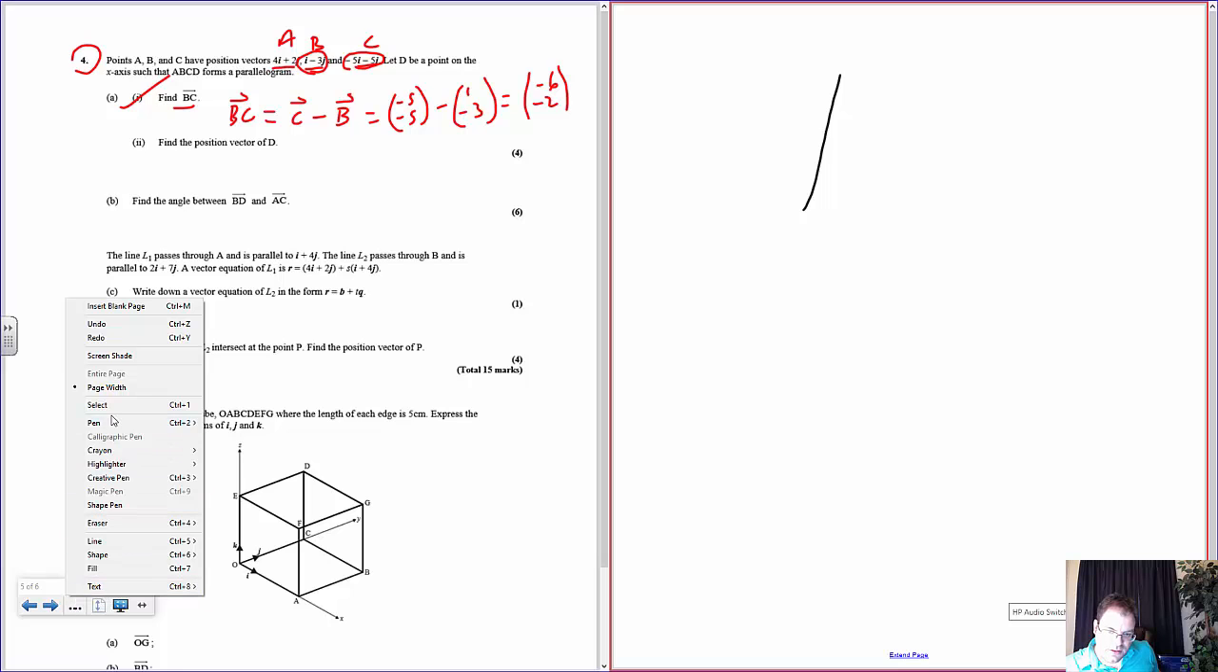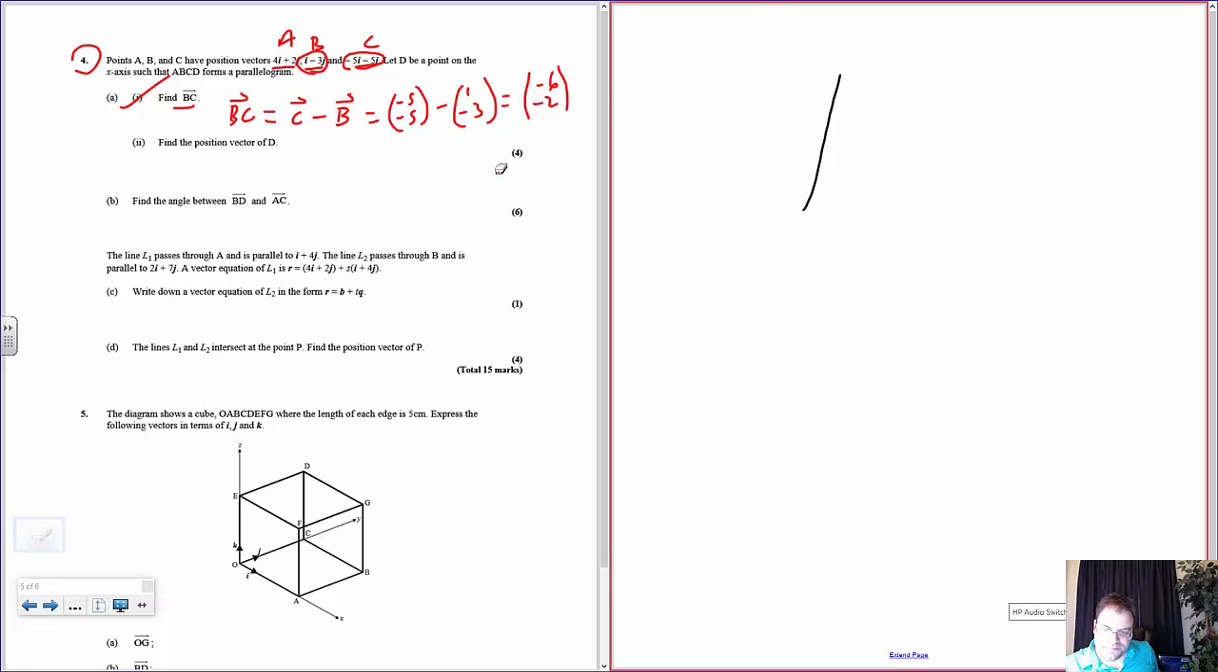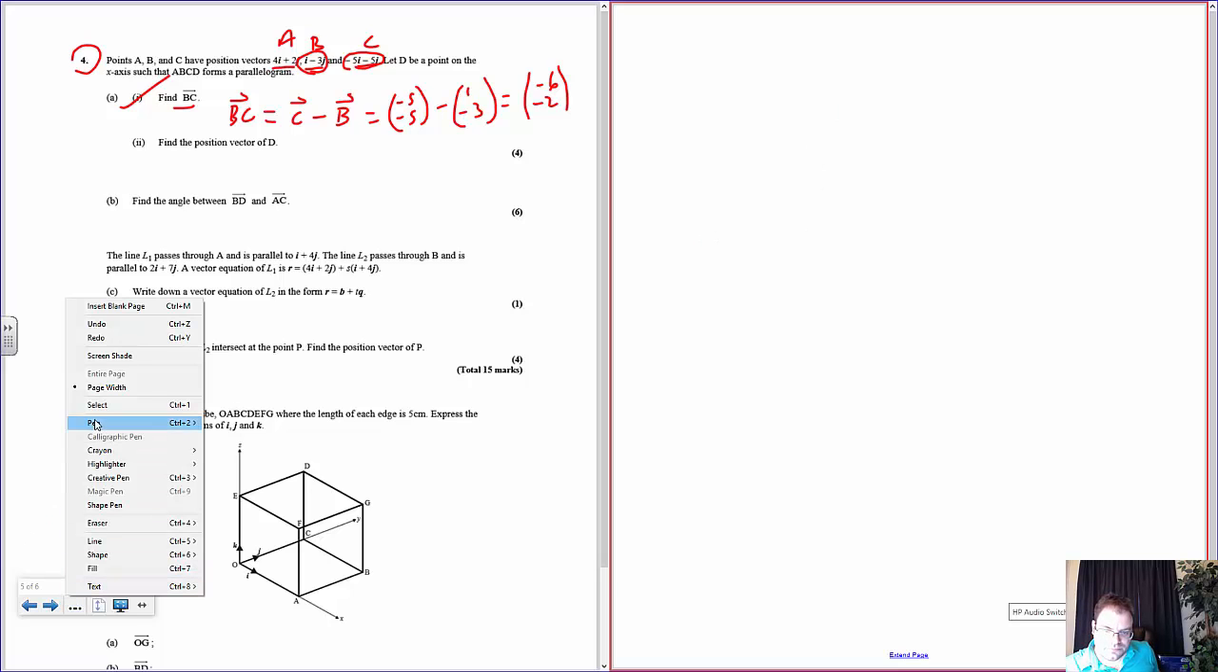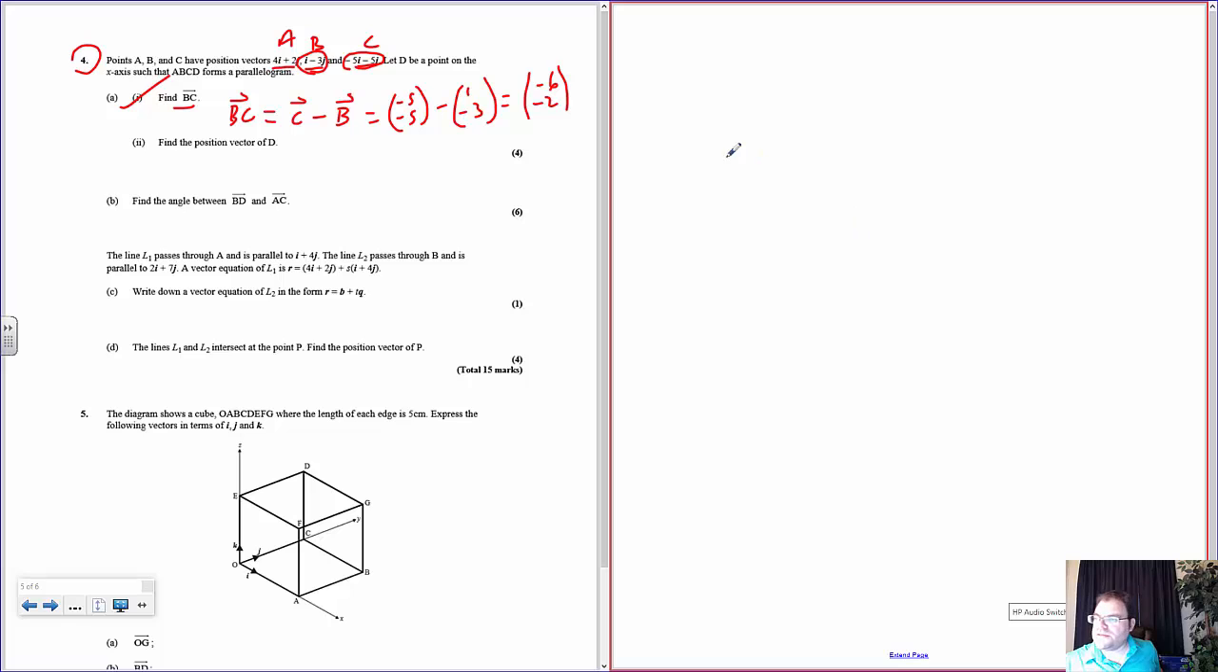But don't fret, it's really not that hard. I'm going to erase it really quick. Use a small one. Okay. So let's try to draw a graph here. Not so good, but we'll try.